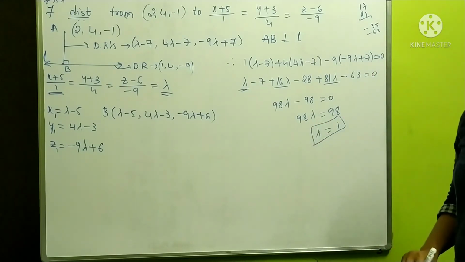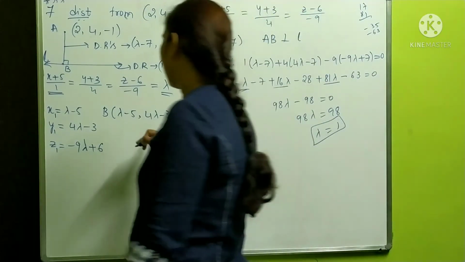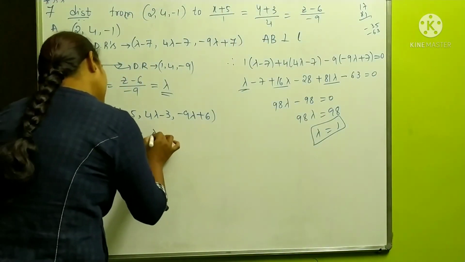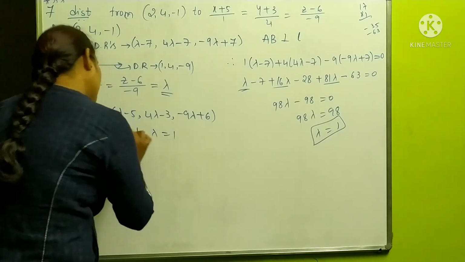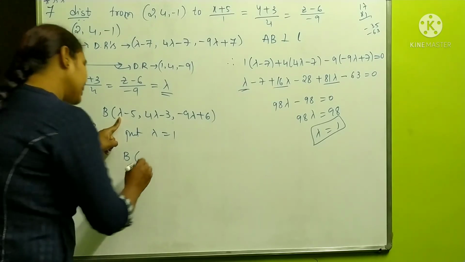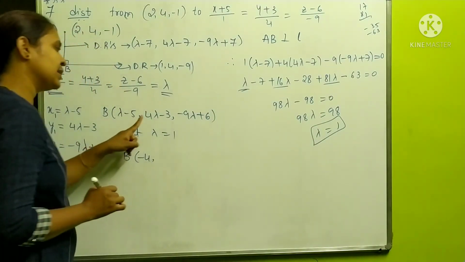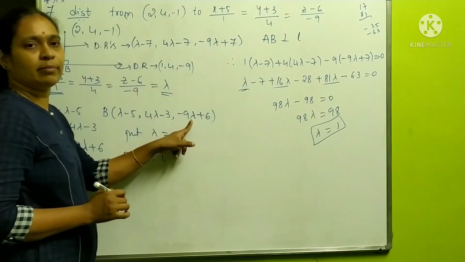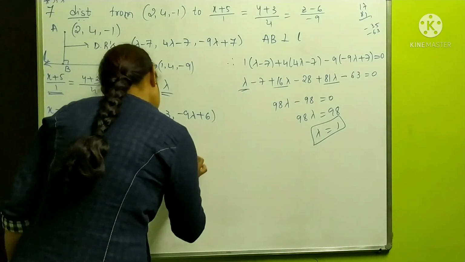Okay. Now what I will do? Substitute lambda is equal to 1 in here. So now you put lambda is equal to 1. Therefore point B will be, put lambda is equal to 1, 1 here. 1 minus 5 is minus 4. 1 here. 4 minus 3 is 1. 1 here. Minus 9 plus 6 is minus 3.